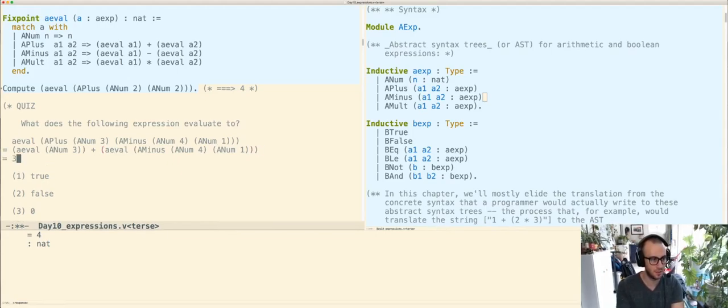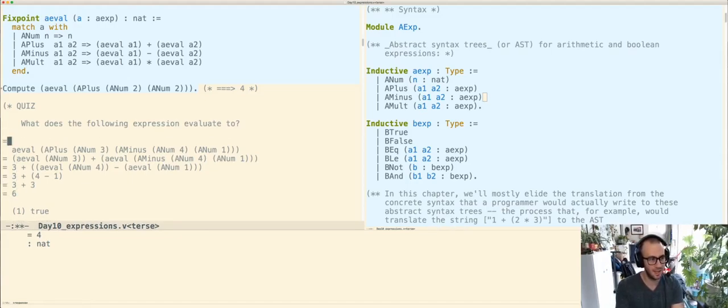Okay, well, that's equal to 3 plus aeval anum4 minus aeval anum1. Just a paren over here. Okay, that's equal to 3 plus 4 minus 1. That's equal to 3 plus 3. That's equal to 6. That's one way to do it.